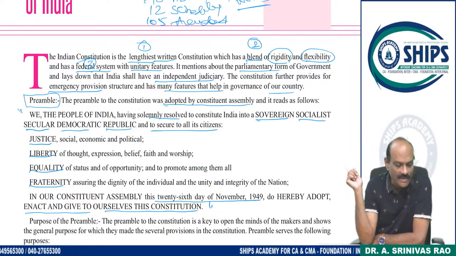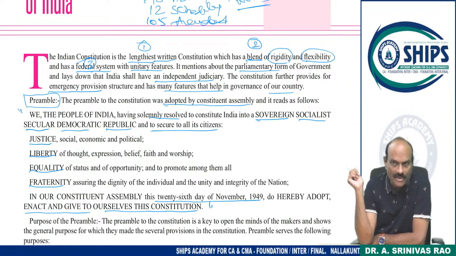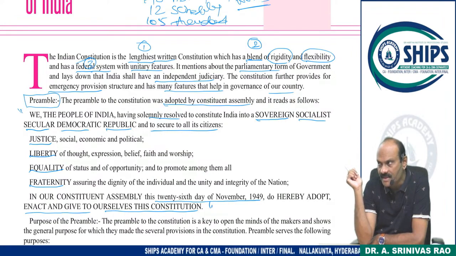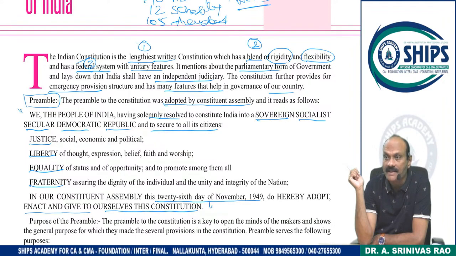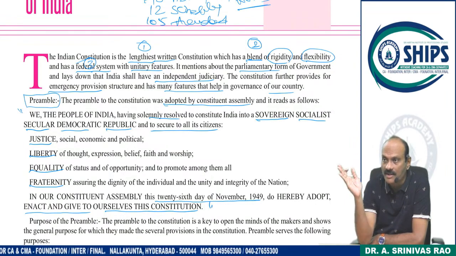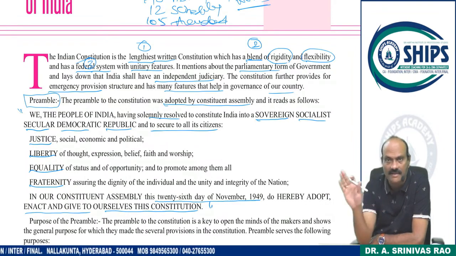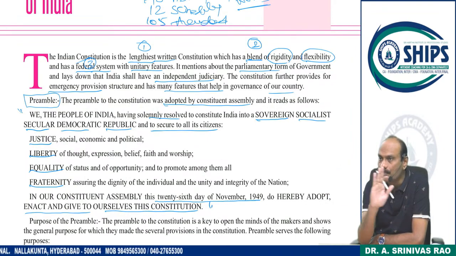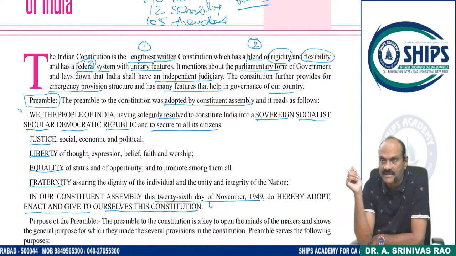Third, secular. Secular means the state cannot promote any religion. The best example is India. India will not promote any religion, whether from a Hindu point of view, Muslim point of view or Christian point of view. They won't encourage any religion. It won't give any financial assistance for promoting any kind of religion in India.